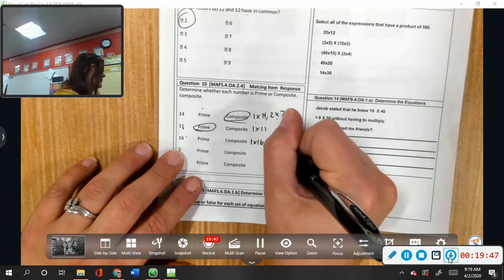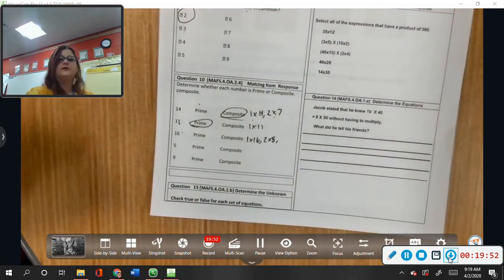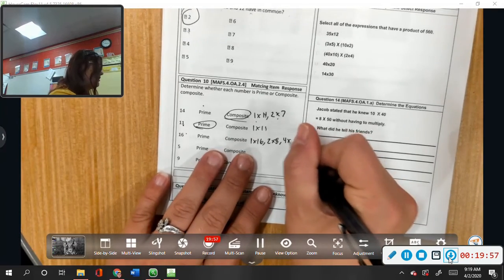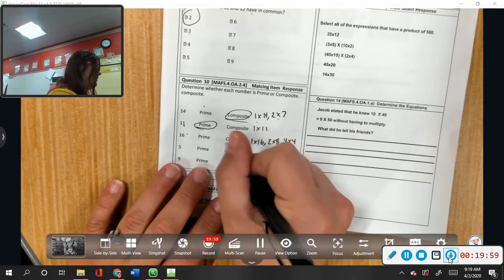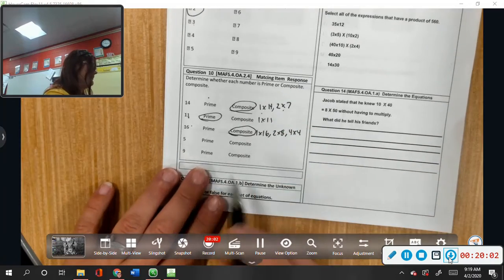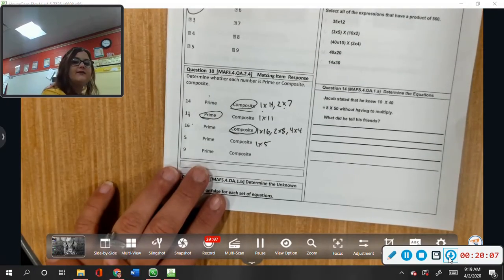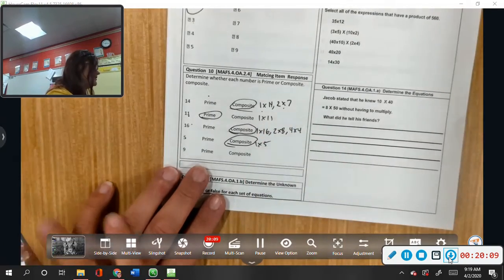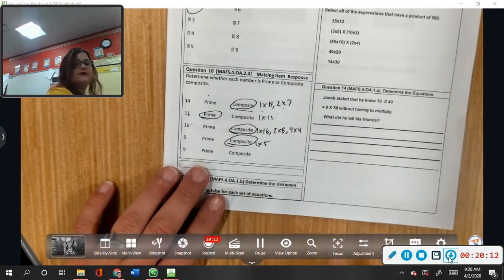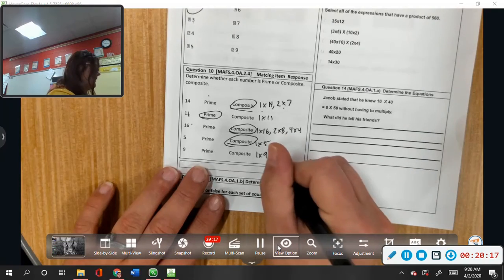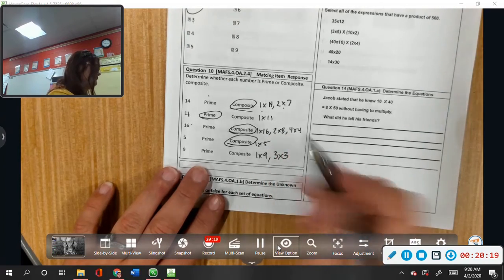16, we have 1 times 16. We have 2 times 8, and then we have 4 times 4. So that's way more than one factor pair. So that's composite. 5, we have 1 times 5, and that's the only pair that we can multiply together in order to get 5 as a product. So we're going to circle prime. And then we have 9. We have 1 times 9, and then we have 3 times 3. So that is also a composite number.